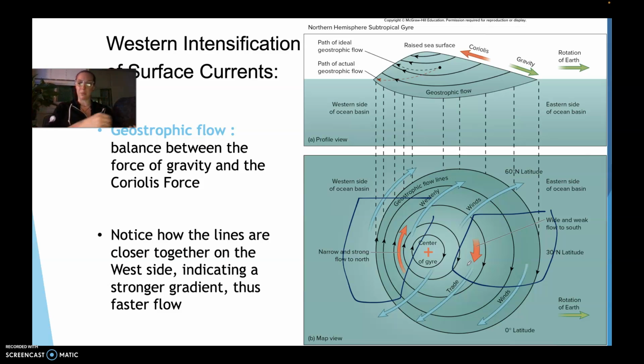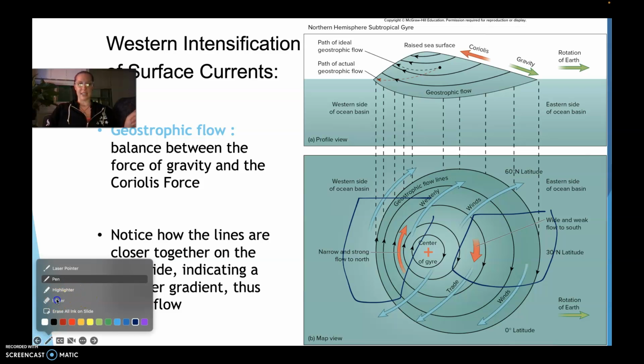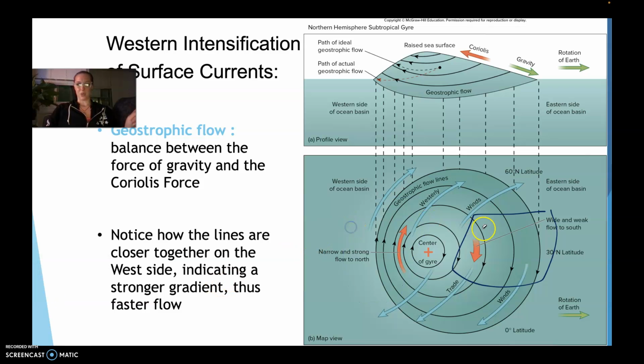And this is really, really important in terms of differing between the western boundary current and the eastern boundary current. Western boundary currents tend to be much, much faster than the eastern boundary currents. And there's other things at play here as well. One thing I also want to point out is that the center of the gyre is not literally in the center of the actual circulation. Notice how it's offset a little bit.